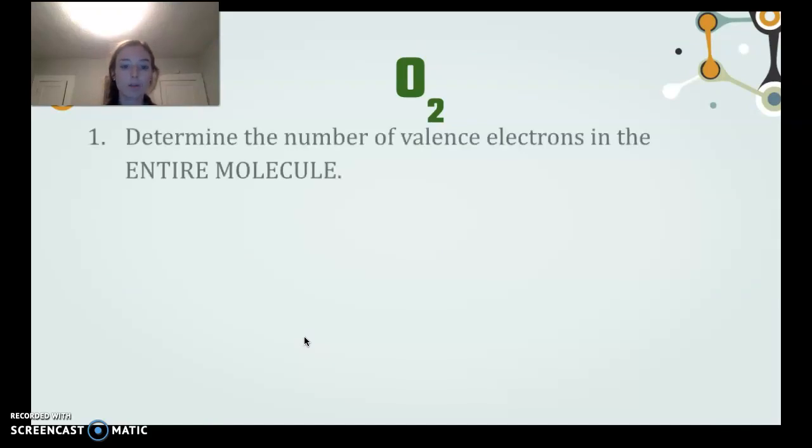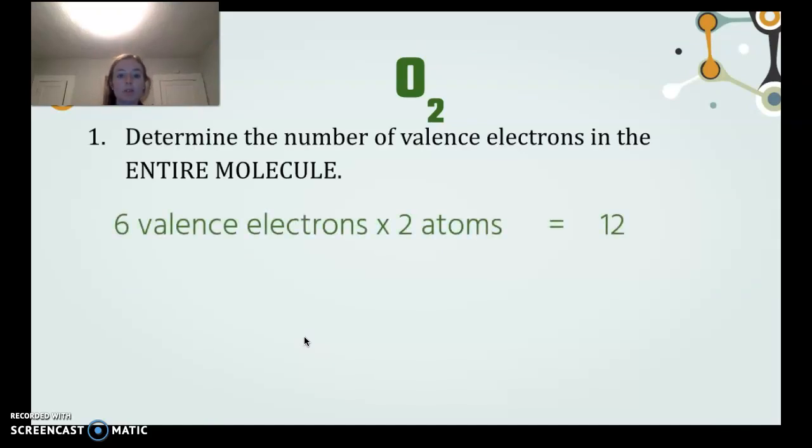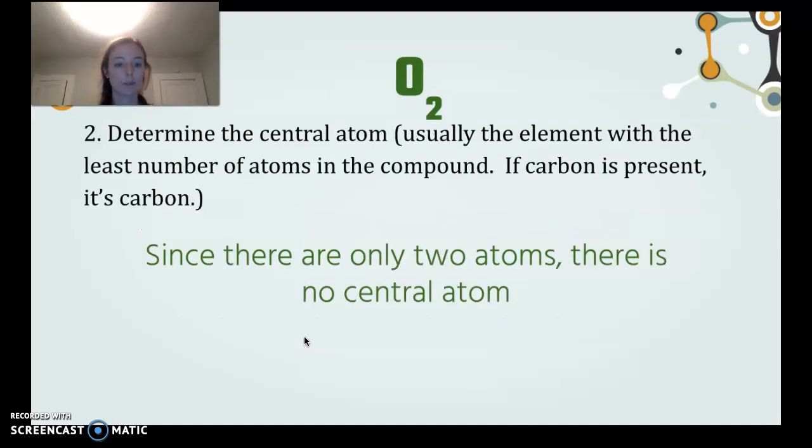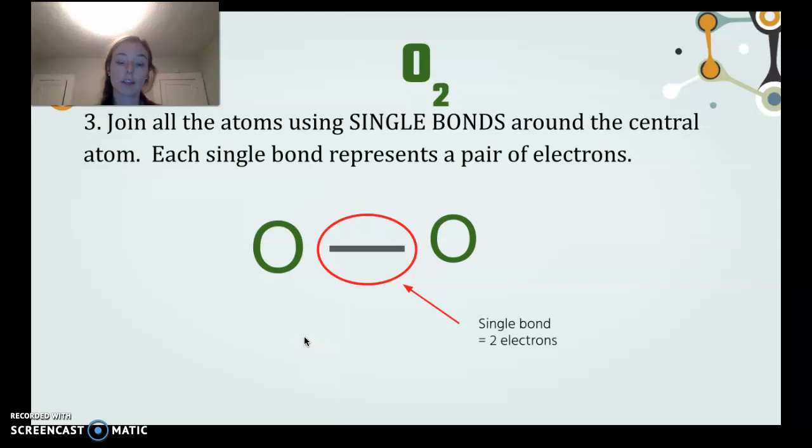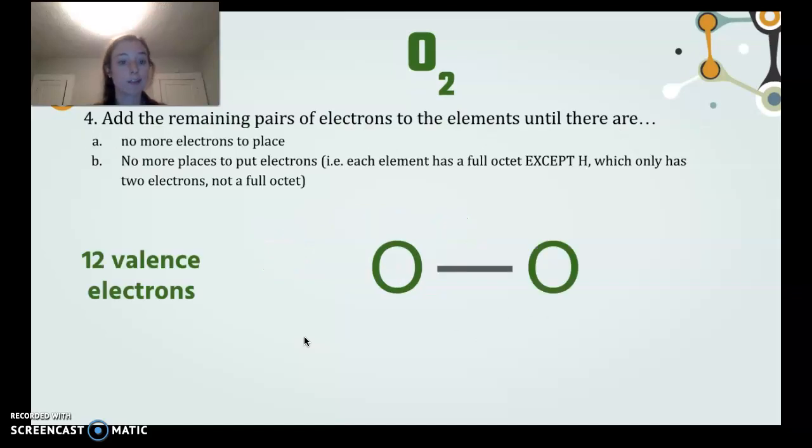Next, we're going to look at O2. O2 has 6 valence electrons in each oxygen, and there are 2 of them, so we have 12 valence electrons total. No central atom because we only have 2 atoms. So we just join them with single bonds. Each one, of course, represents 2 electrons. Now I just need to add the remaining electrons. So I have 2, 4, 6, 8, 10, 12.